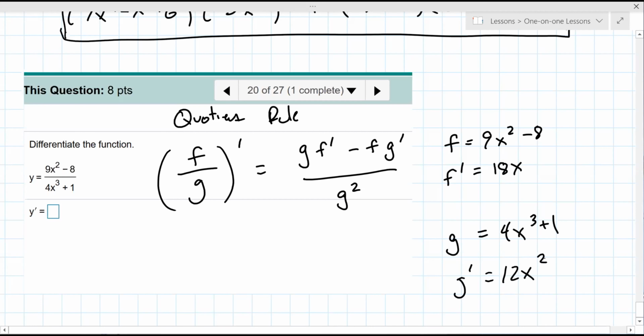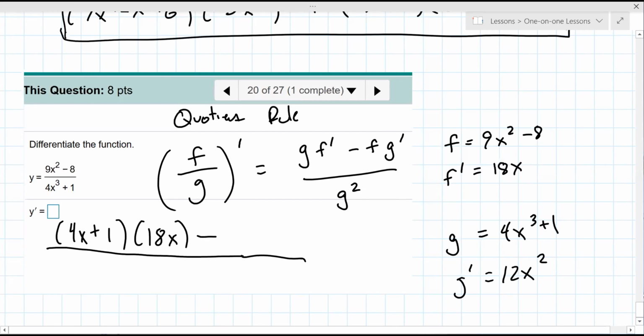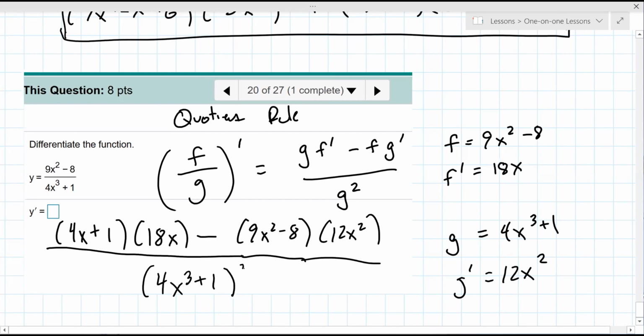12x squared. So now it's a matter of, do you get a reference sheet or cheat sheet on this thing? Yeah, it's open note. Okay, so if you got this down, all you have to do in your answer here is put these different pieces in. 4x cubed plus 1, that's g. F prime is 18x. I'm just putting in parentheses to keep it contained. F is 9x squared minus 8, and then g prime is 12x squared, all over 4x cubed plus 1 squared. That's your answer.